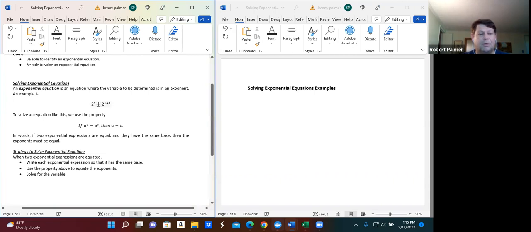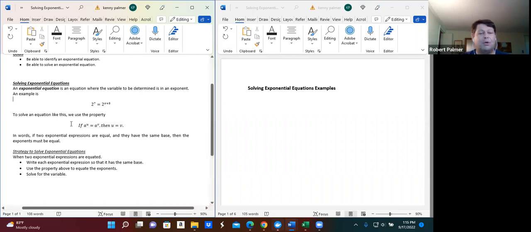This is an exponential equation because the variable we need to find, x, is in the exponent. And in this case, both exponential expressions have the same base. You have one exponential expression equal to another, and they both have the same base. That's what we'll be focusing on today. There are other kinds of exponential equations, but this is what we're focusing on for now.